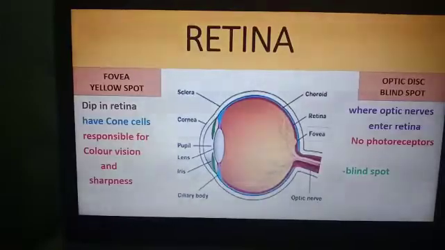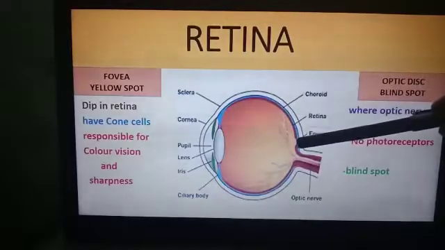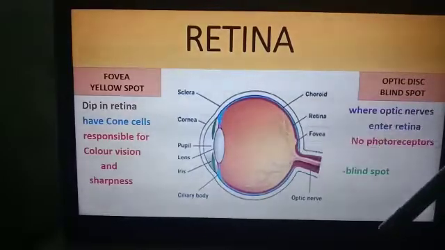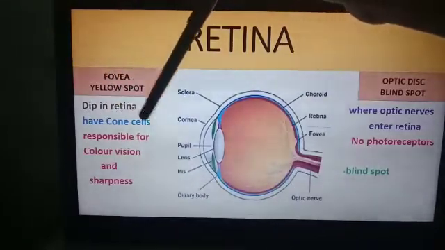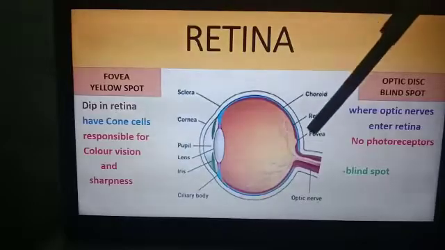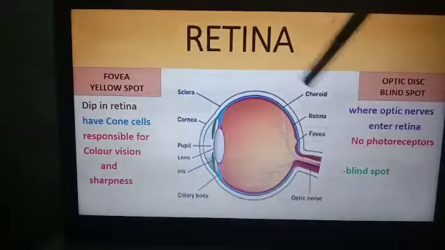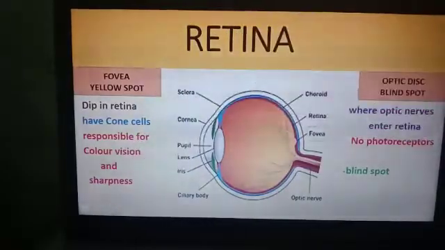Retina contains two spots on it, two structures on it. First is the fovea and second is the blind spot. The fovea, here you can see clearly that fovea is a depression in the retina. It is a depression in the retina and it contains cone cells. There is a concentration of cone cells at fovea, and this fovea is actually responsible for color vision and sharpness.